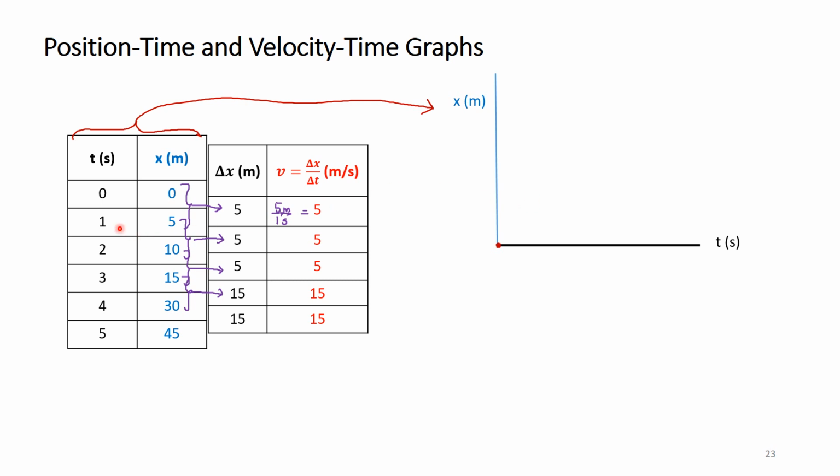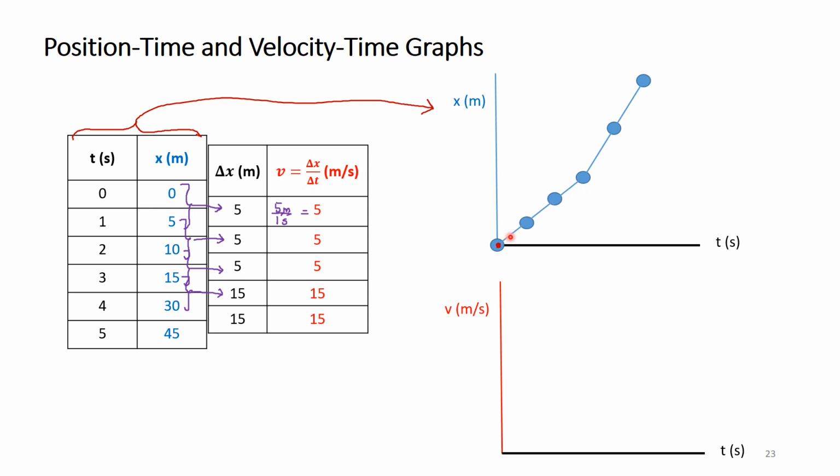and then take the next point, time 1, position 5. Okay, so you go along the time axis for 1 unit, 1 second, then go up 5 units for position. Wherever you end up, you put a dot here. And you repeat for all the points in the table. So this is what we get for position versus time.